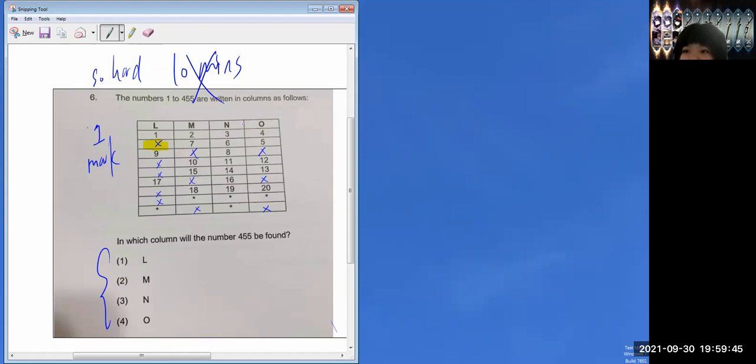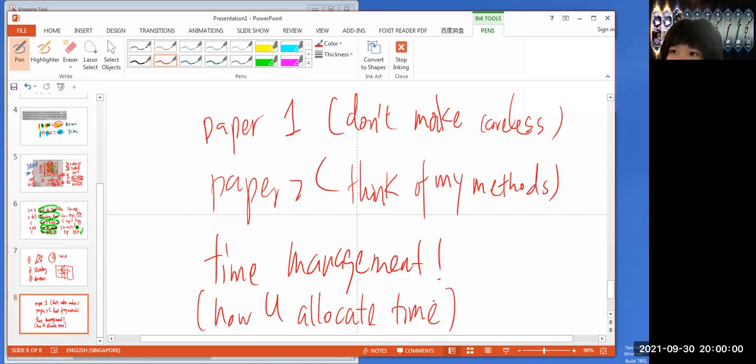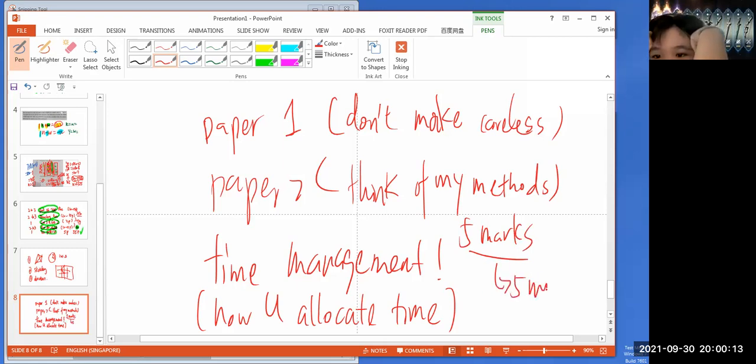So how do you judge how much time you should spend on one question? When it comes to time management, how you allocate time. Did I teach you how you allocate time? I think so. For a 5 mark question, how much time should you spend? 5 minutes. Yep. If you can spend 5 minutes, that's the best.